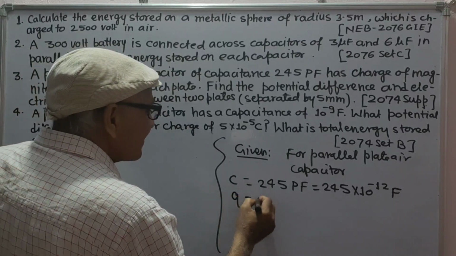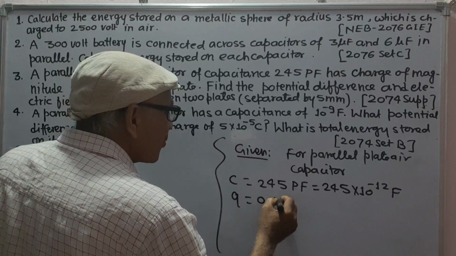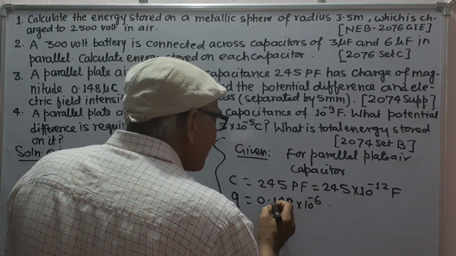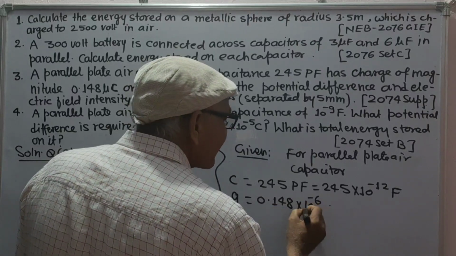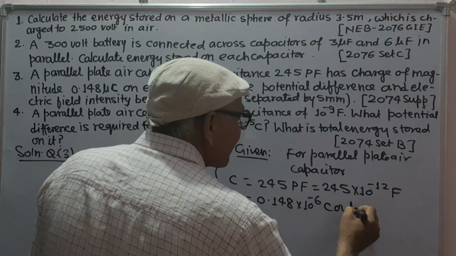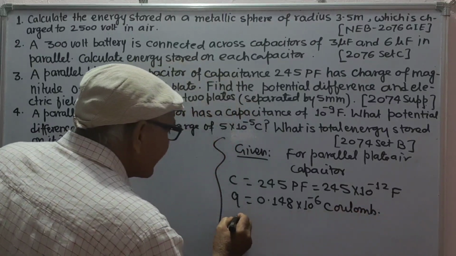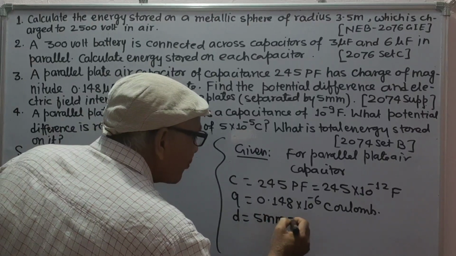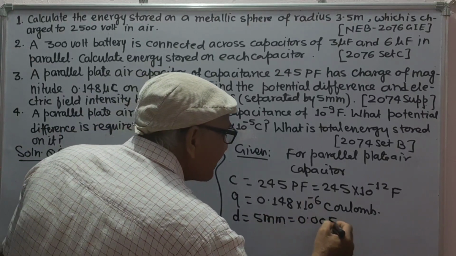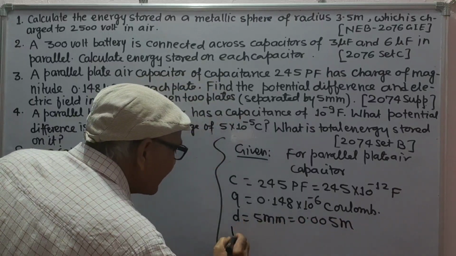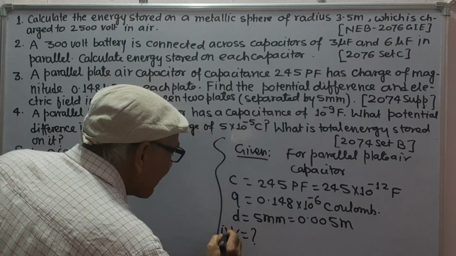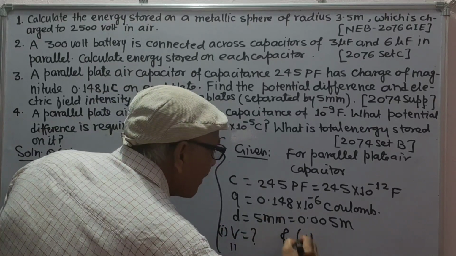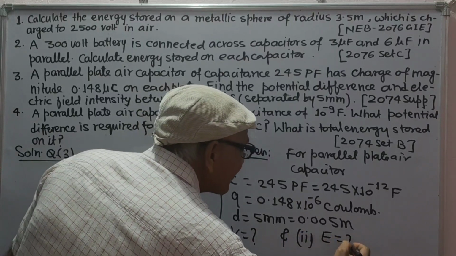Charge on each capacitor is 0.148 microcoulomb, that is 0.148 into 10 to minus 6 coulomb. Separation between two plates is 5 millimeter, which may be written as 0.005 meter. We have to find V and we have to find electric field between two plates.